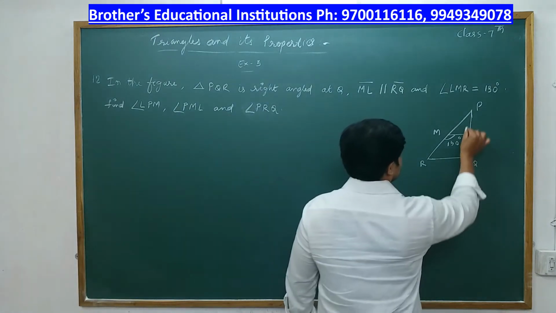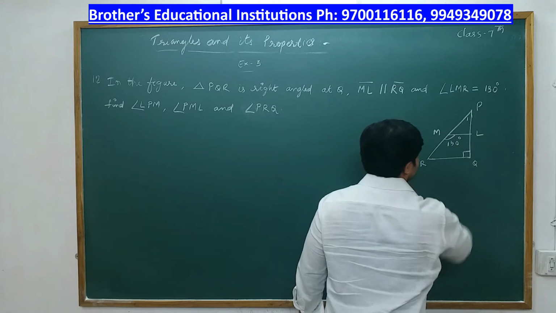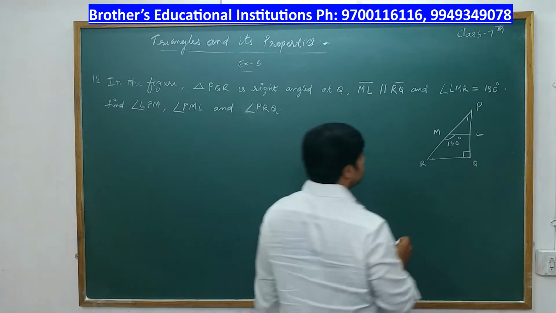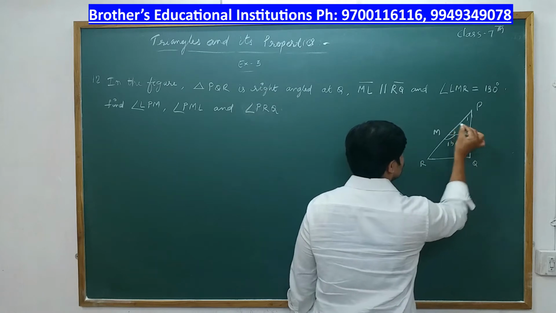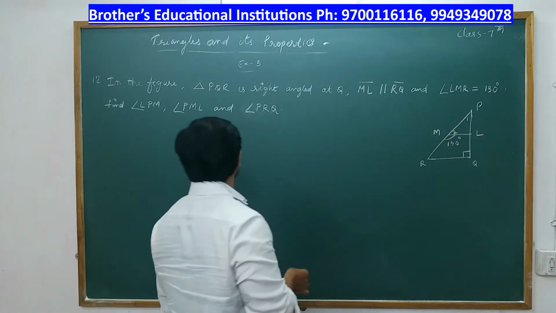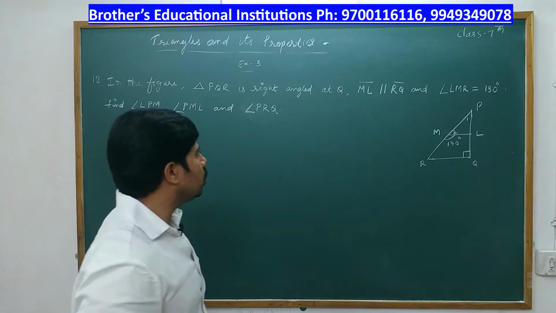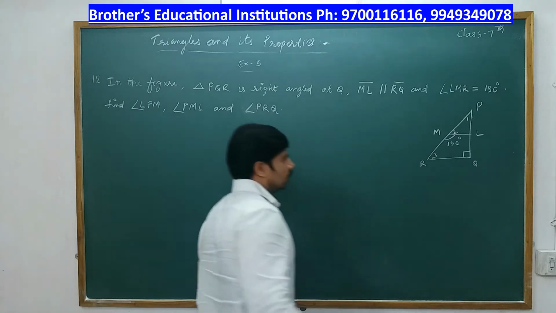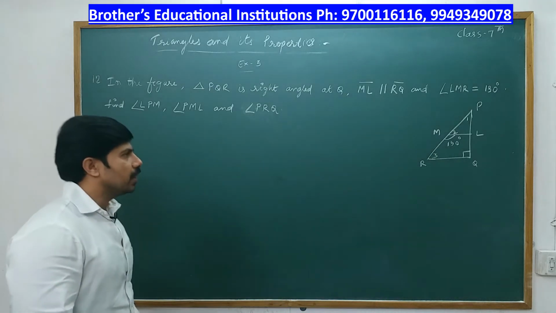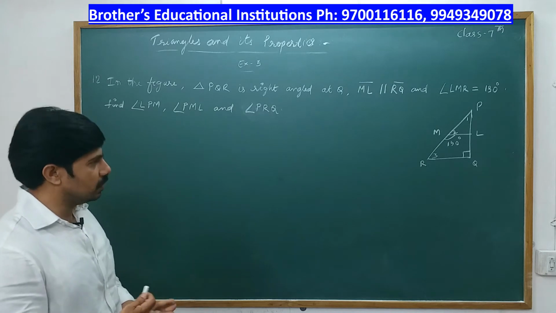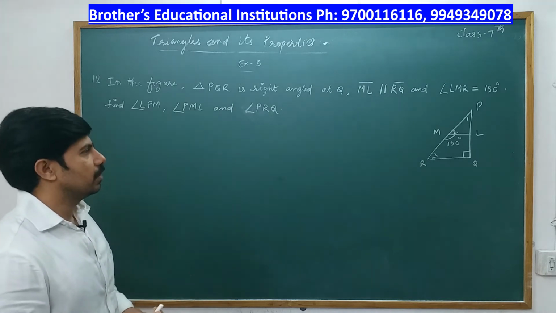LPM, just mark it as 1. And PML, we'll mark it as 2. Then angle PRQ, this is 3. So now we are going to find these 3 angles. They gave ML is parallel to QR, so we start using that condition, we'll find out the angles.